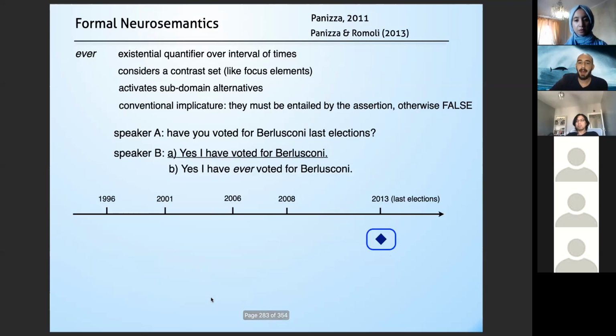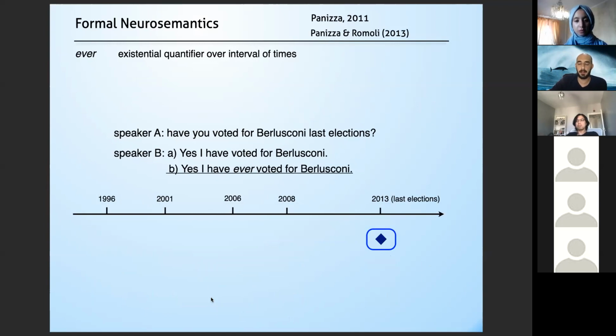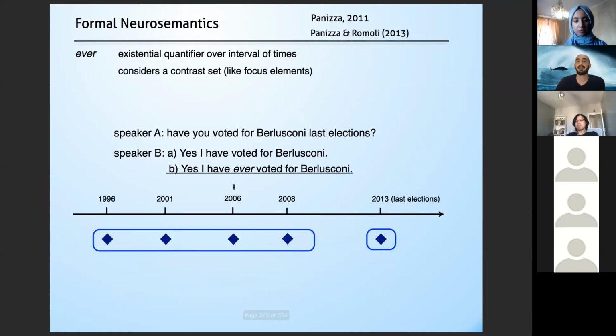Now, what happens if you have a positive sentence? So if you have ever occurring in an affirmative sentence, like I have ever voted for Berlusconi, which is bad. So what you're saying is this: there is at least an interval of time in which I have voted for Berlusconi. Might be last elections, might be in 96, might be in 2001. I'm not telling you, okay? I'm just telling you that in the history of elections, there is at least one interval of time in which I have voted for Berlusconi, okay?